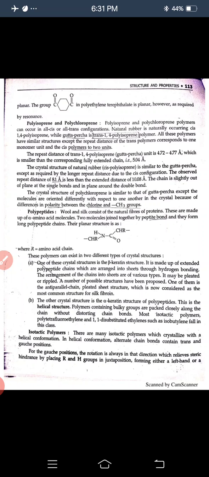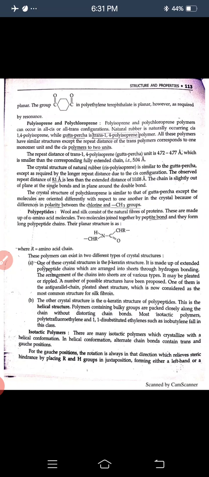The chain is slightly out of plane at the single bond and planar around the double bond. The crystal structure of polychloroprene is similar to that of gutta-percha, except the molecules are oriented differently with respect to one another in the crystal because of the difference in polarity between the chlorine and the CH3 group.